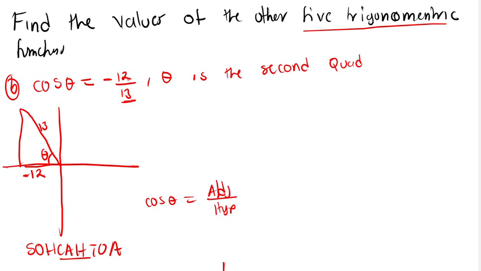Why is it negative? Because the x-axis there is negative. So this side is negative because the x-axis is negative. That's why I've said it's negative. Okay. I need to find the opposite. How am I going to find the opposite? By using the same method.